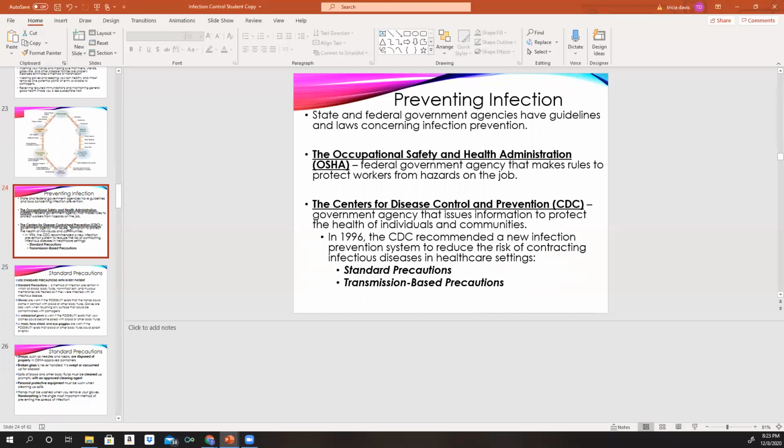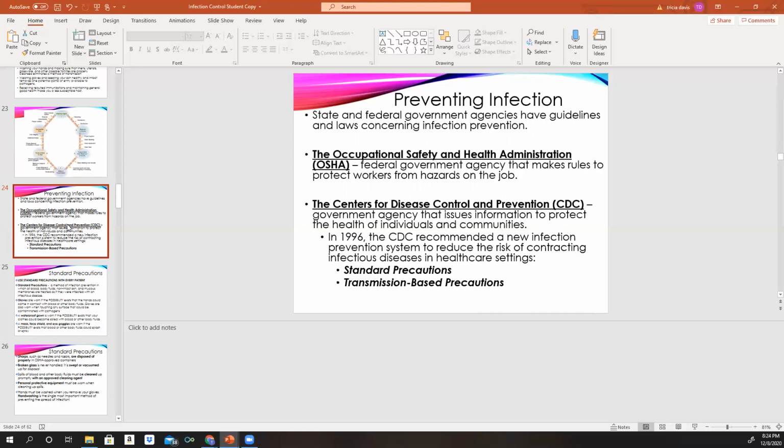So preventing infection. There are state and federal government agencies that have put into place important guidelines and even laws concerning infection prevention. So you have the Occupational Safety and Health Administration, also known as OSHA, which is a federal government agency that makes rules to protect workers from hazards on the job. Then you have the Centers for Disease Control and Prevention, the CDC, which we said earlier is a government agency that issues information to protect the health of individuals and communities.